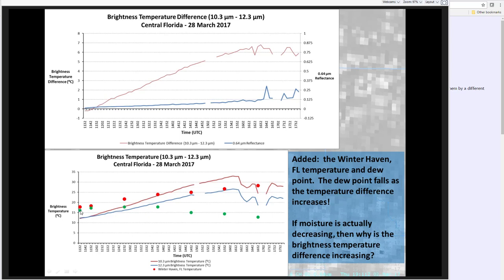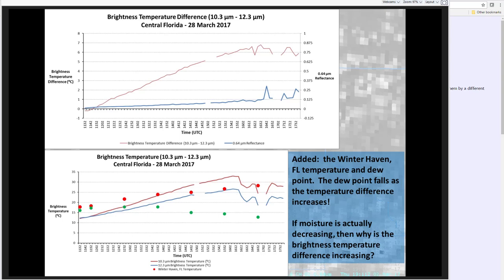But of more interest is the green dots, which show the dew points. And you see that actually the dew points are falling through the morning. So we're not seeing an increase in moisture, at least at the surface, during the morning hours in Florida. In fact, we're seeing a decrease in the moisture because the boundary layer deepens.